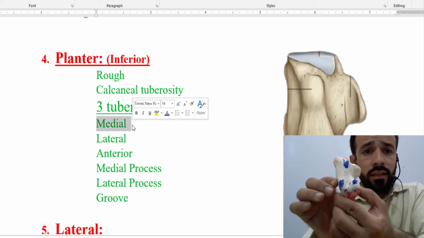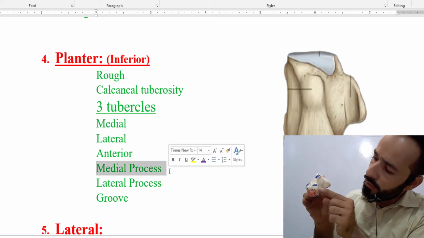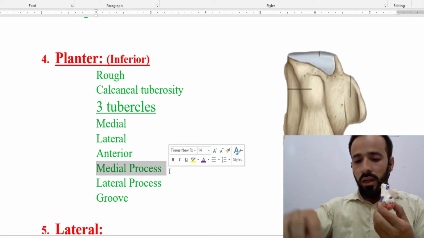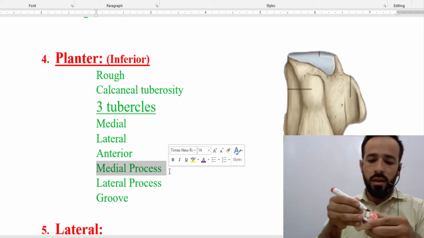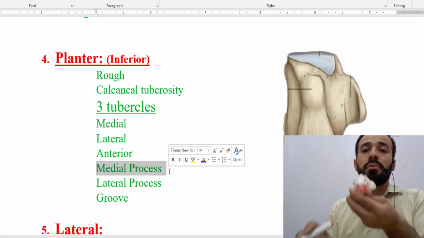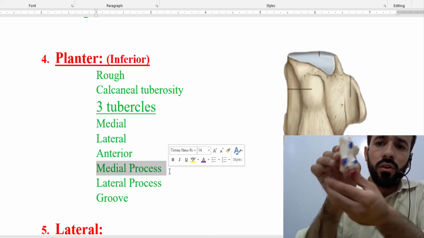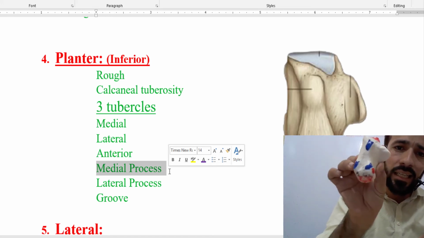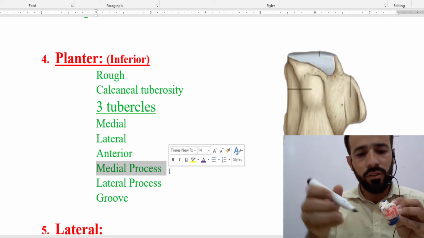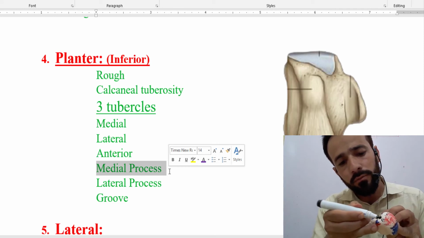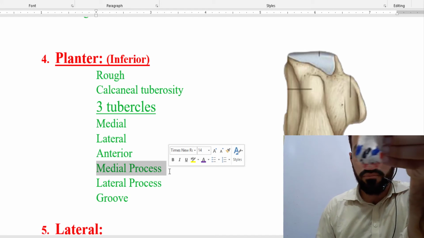And then there are two processes there, my dear friends. Look carefully. Here is one process and here is the other process. And what are these processes called? That is the lateral process and the medial process. That's so simple. So you can see I have shown them, the lateral process and the medial process, clearly in the camera. Then there is a groove which is present there. The groove. That's so simple, friends.